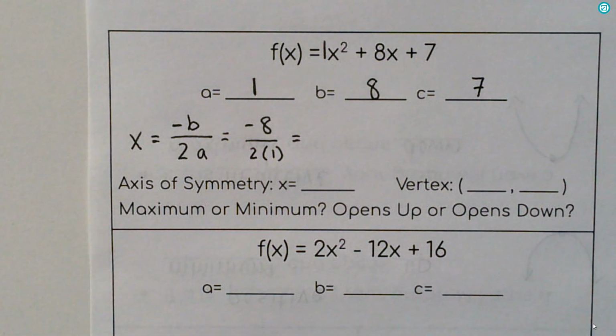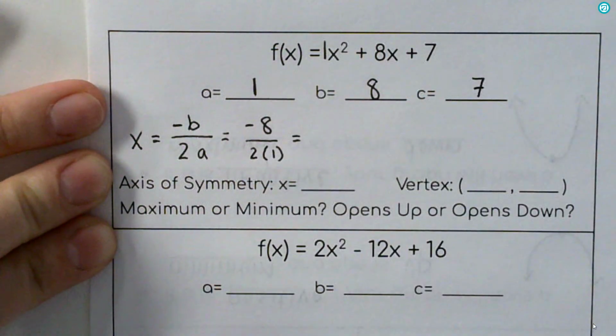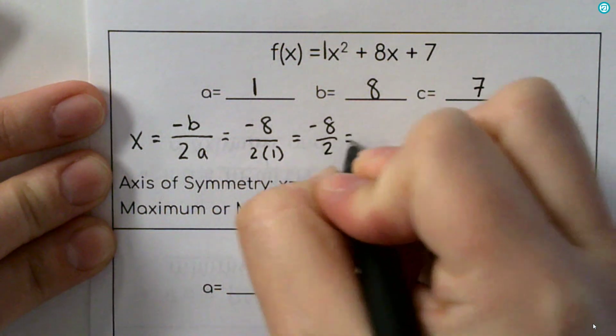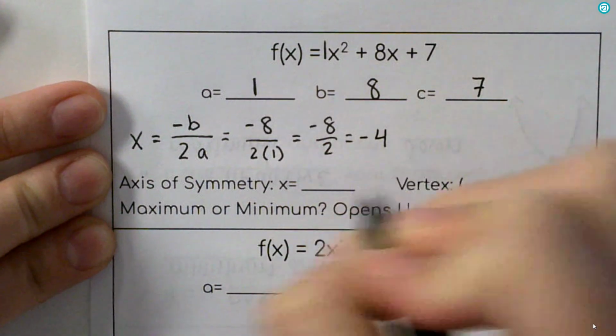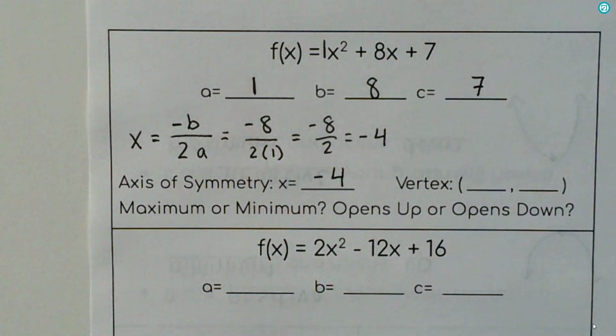It really doesn't matter. Okay, so now I'm going to multiply the 2 times 1 on the bottom. So I've got negative 8 over 2. And negative 8 divided by 2 is negative 4. So that is my axis of symmetry.